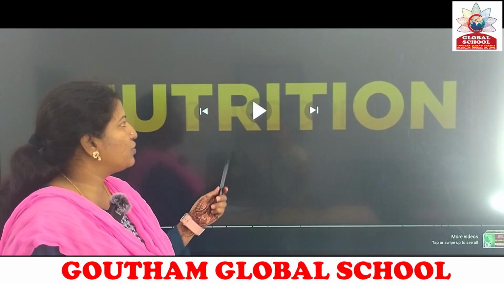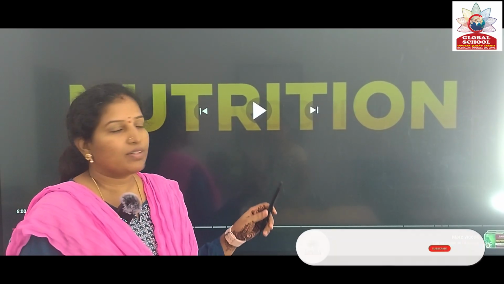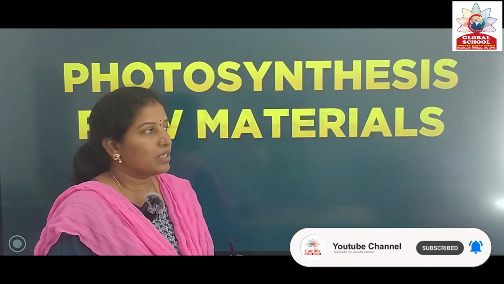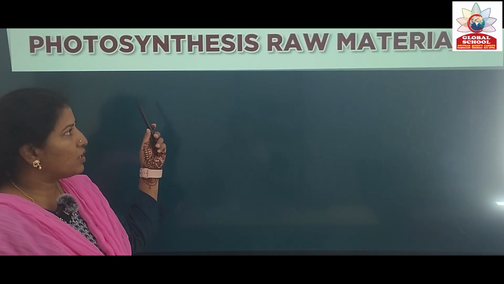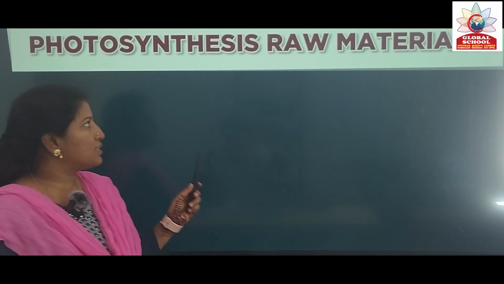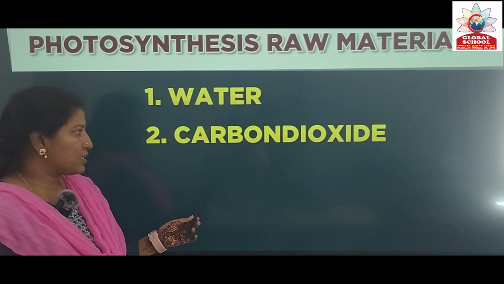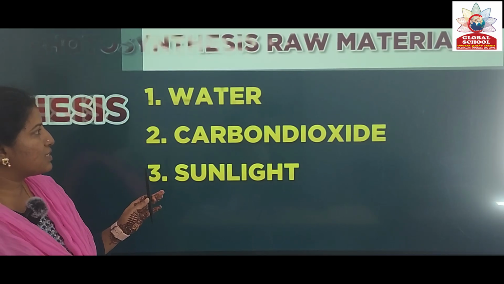So let us continue with the experiments done by different scientists on the raw material required for photosynthesis in nutrition, lesson 1 biology. So nutrition, photosynthesis and the raw material. The raw materials required for photosynthesis are water, carbon dioxide and sunlight. So these are the three materials required for photosynthesis we discussed before.